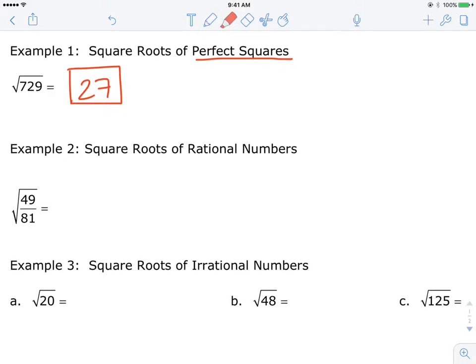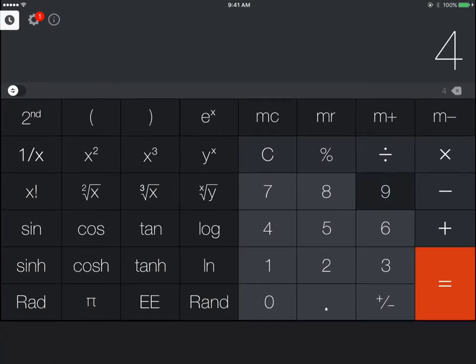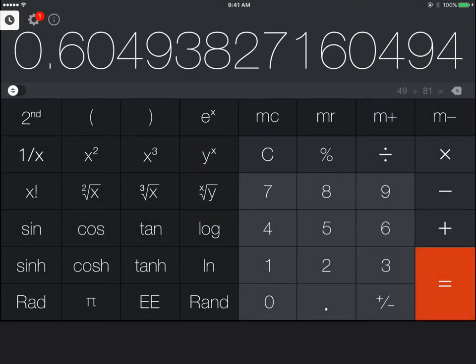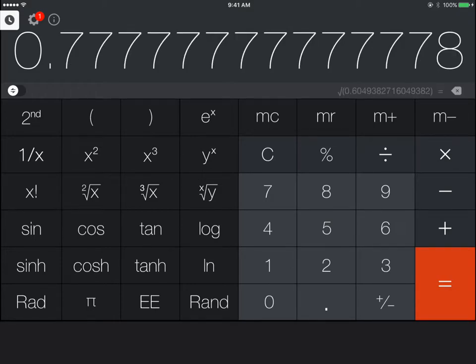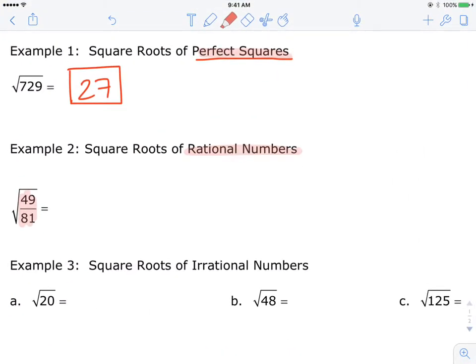So what if you take the square root of rational numbers, in other words, numbers written as fractions like this? Again, what kinds of numbers are these? 49 is a perfect square, 81 is a perfect square. If I do 49 divided by 81 first, it gives us a decimal, which is kind of crazy. We take the square root of that, and it gives us 7/9.